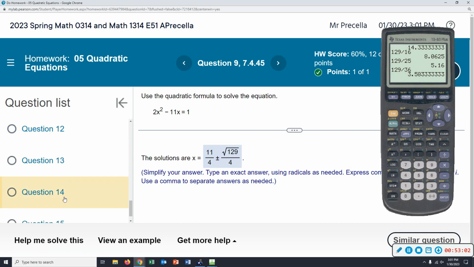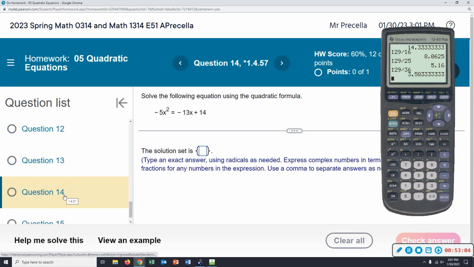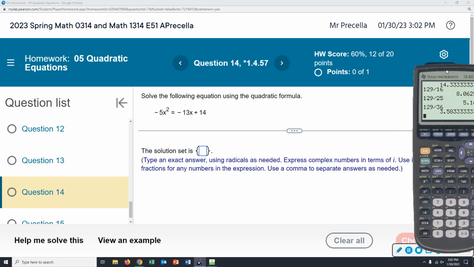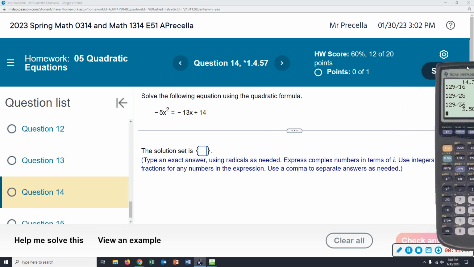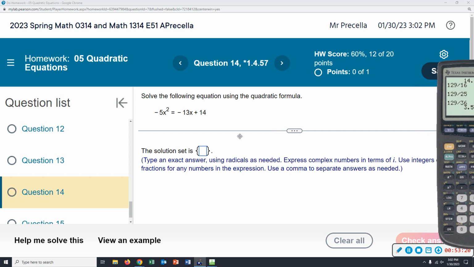While we're discussing that, move straight to 14. Negative 5x squared equals negative 13x plus 14. So my question about that is, does everything always have to have the 0 on the right side?